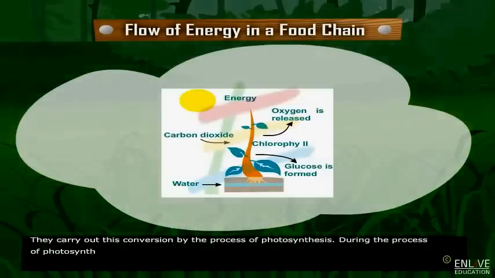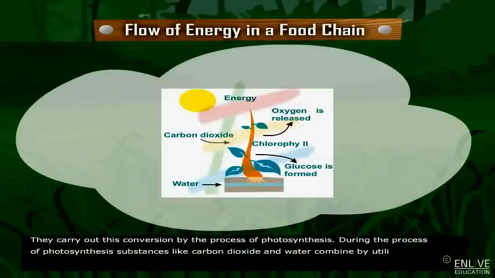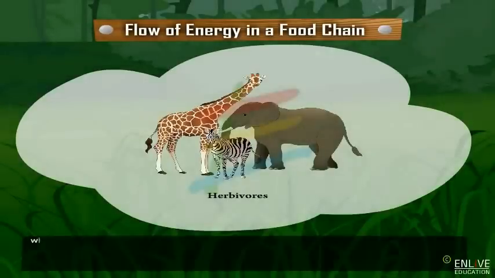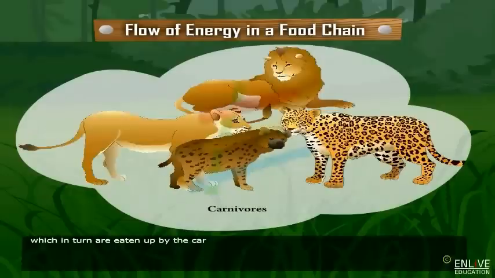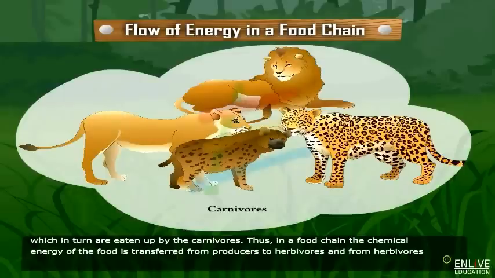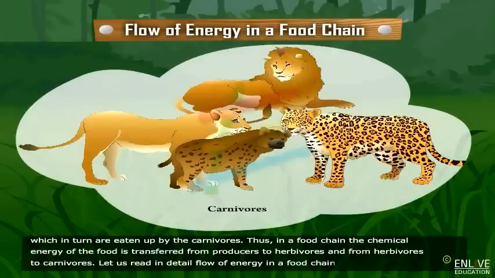They carry out this conversion by the process of photosynthesis. During the process of photosynthesis, substances like carbon dioxide and water combine by utilizing the sun energy to form carbohydrates. This carbohydrate is consumed by herbivores, which in turn are eaten up by the carnivores. Thus, in a food chain, the chemical energy of the food is transferred from producers to herbivores and from herbivores to carnivores. Let us read in detail flow of energy in a food chain.